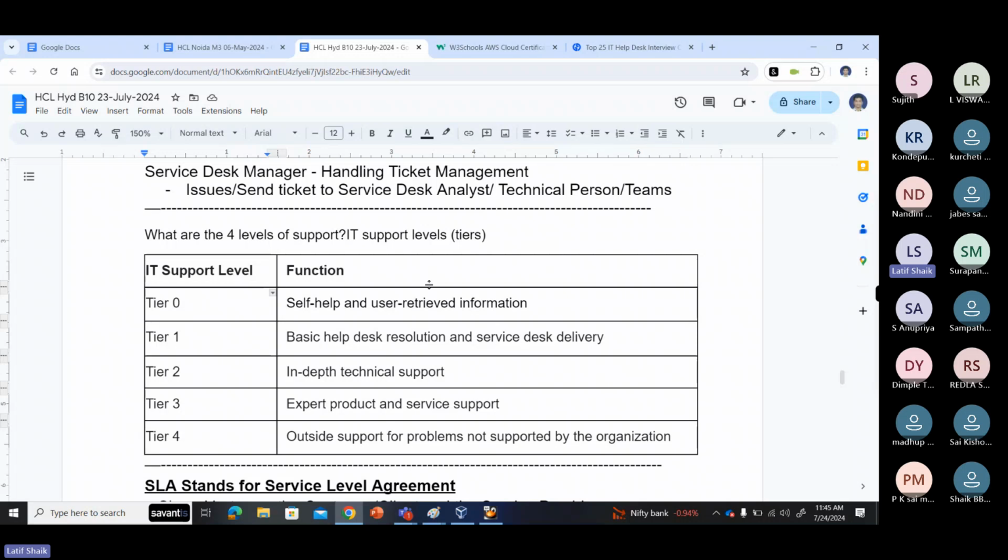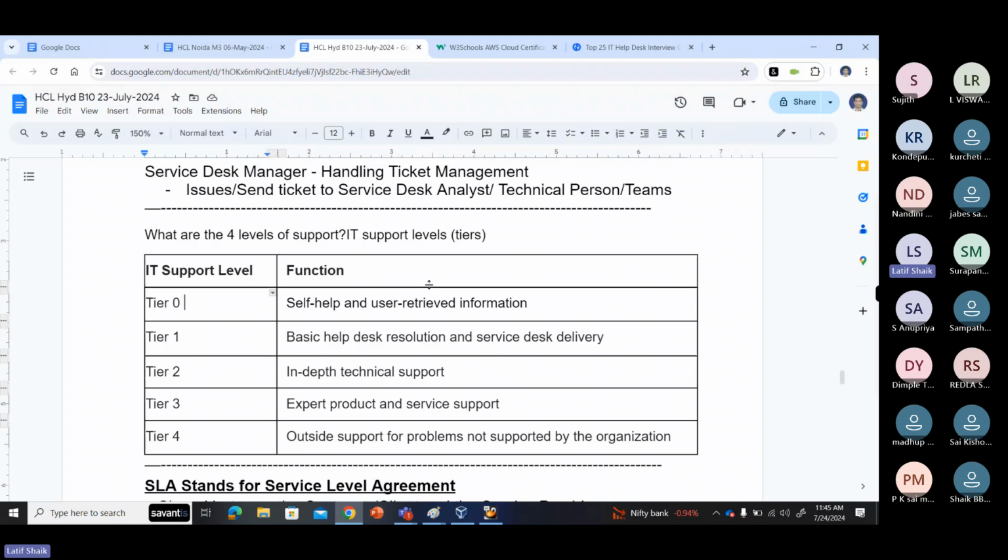Okay guys, understand level 0. Yes, sir. Then what is level 1? It's basic help desk solutions and service desk deliveries. It's very low level support.